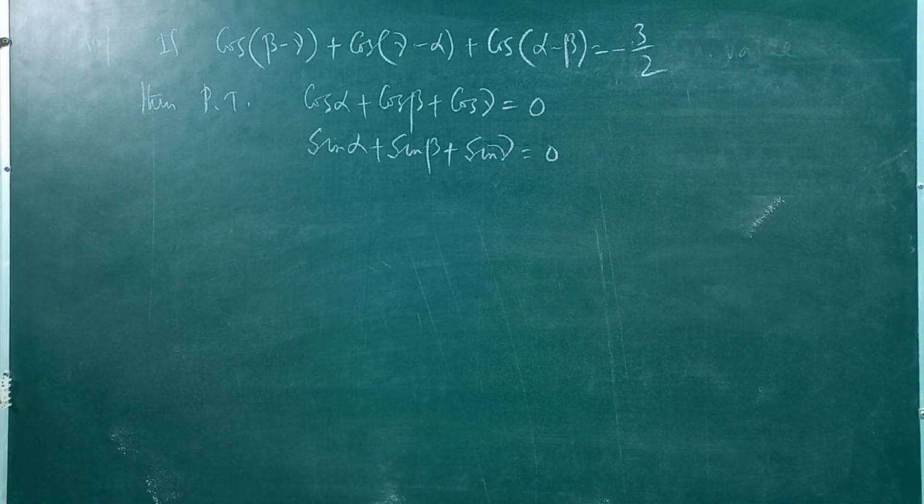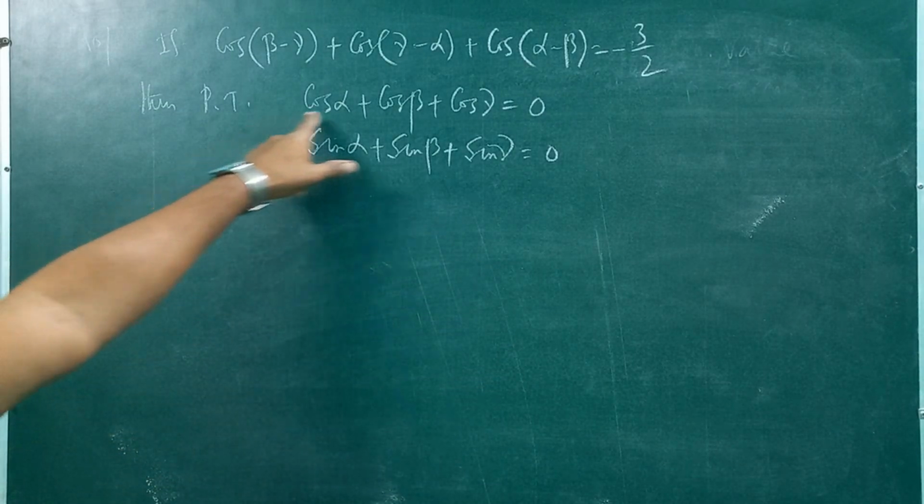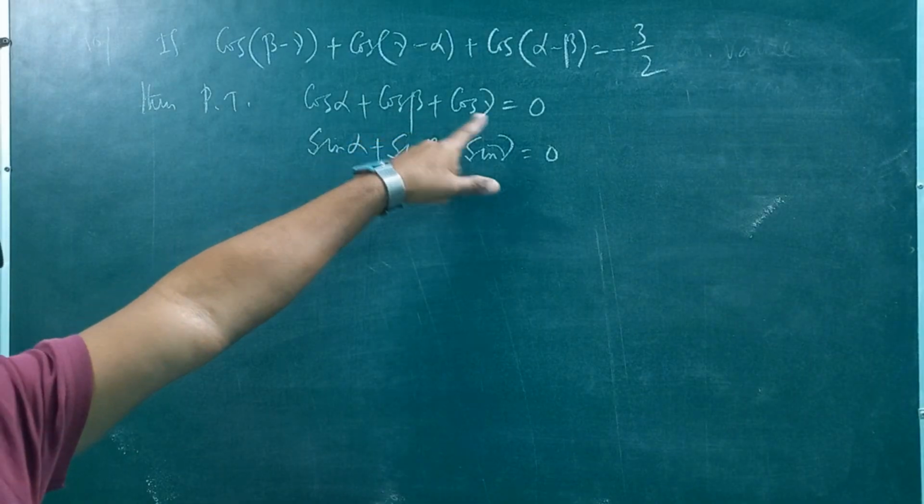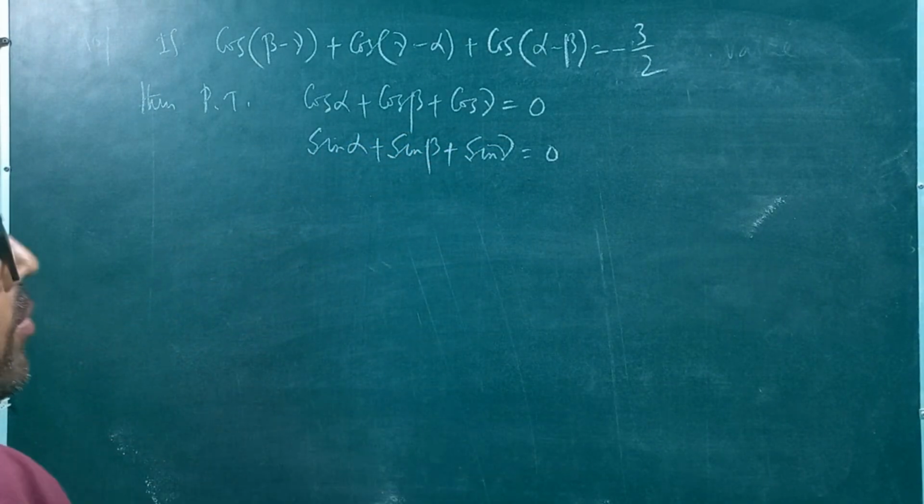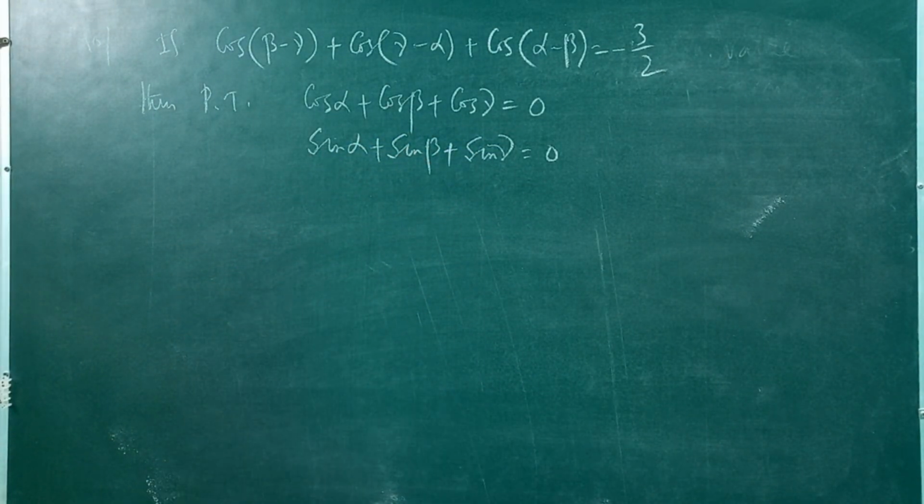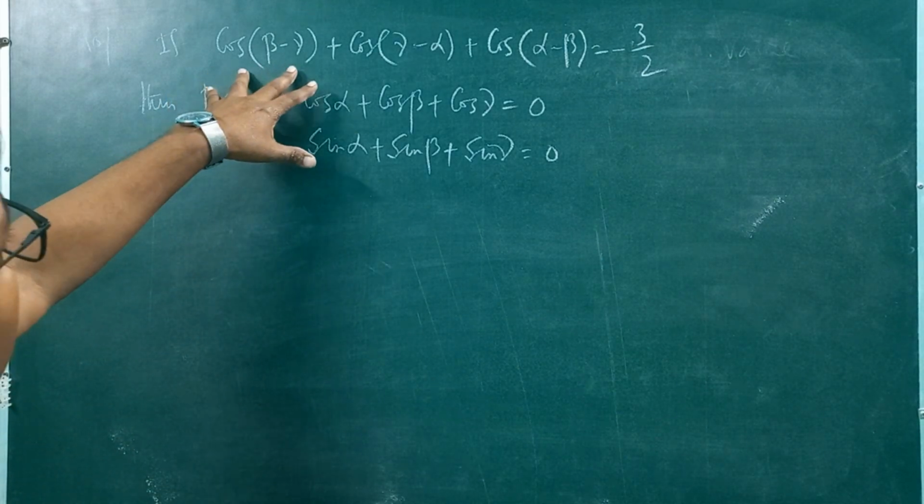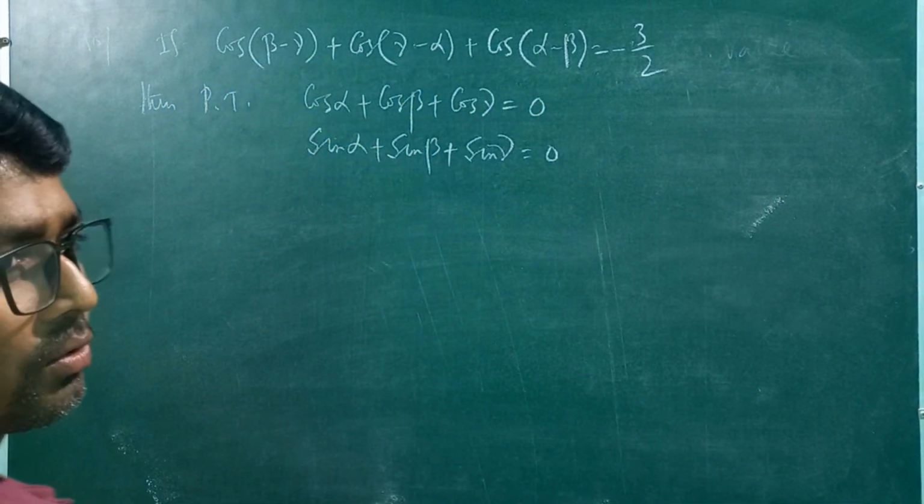Clear to everyone? Cos(beta minus gamma), cos(gamma minus alpha), cos(alpha minus beta) sum to -3/2. Then we have to prove the sum of cos alpha, cos beta, cos gamma equals 0, and sin alpha, sin beta, sin gamma sum equals 0. Now see how we can deal with this problem. If we just break this, it will be lengthy.